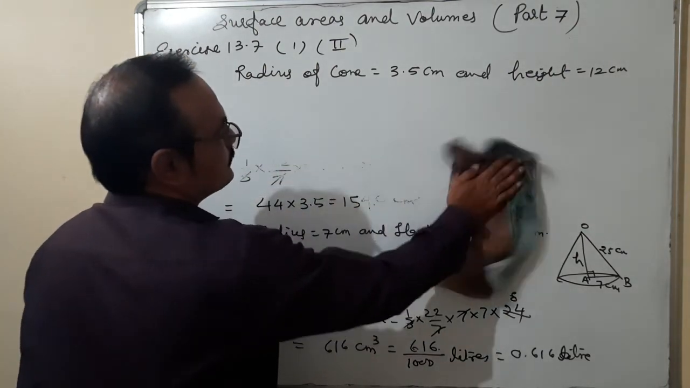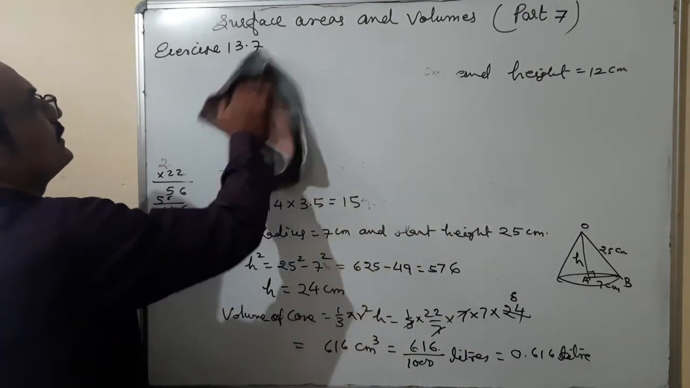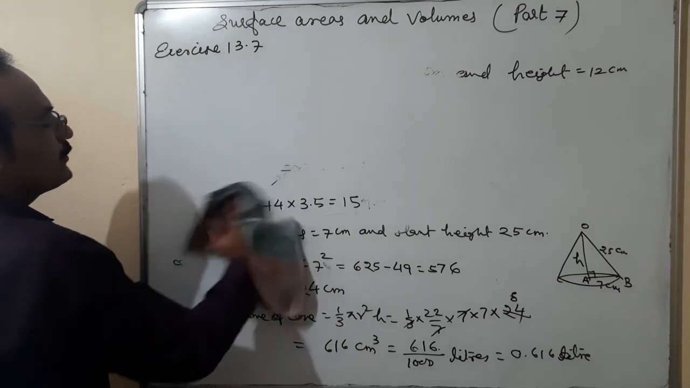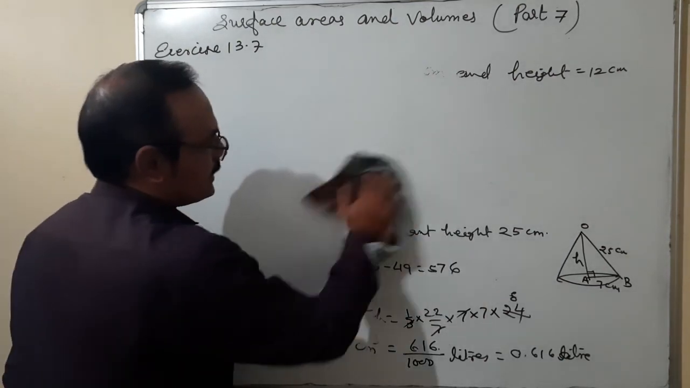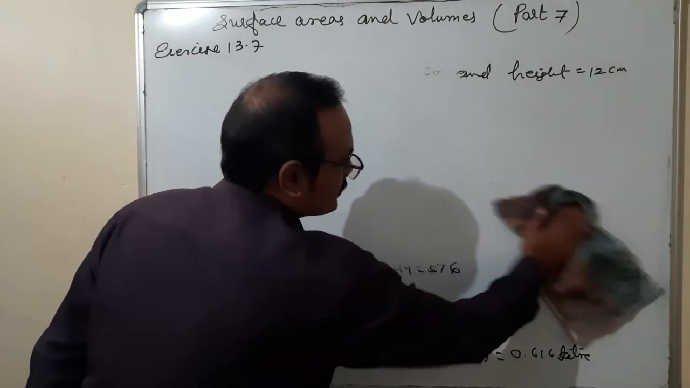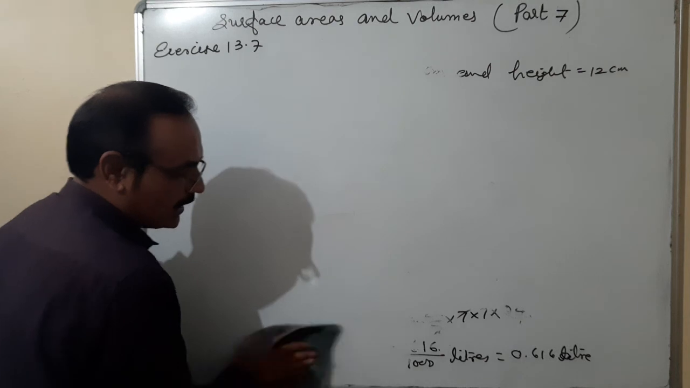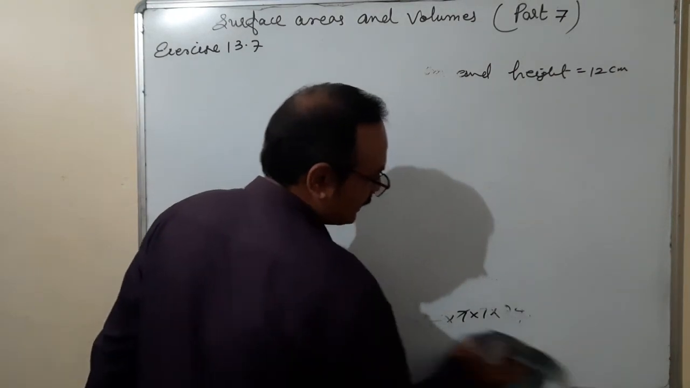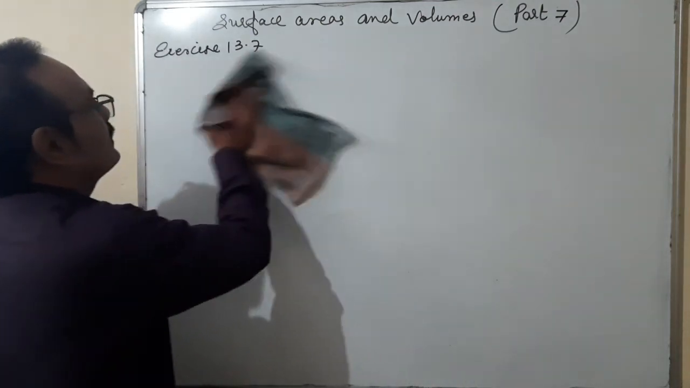Second part, I think you can solve it yourself. You can put the values directly in the formula and get the result. Since they are asking for the capacity, that means the answer is always in liters or kiloliters. So whatever answer is coming, in centimeter cube or meter cube, convert it into liters.